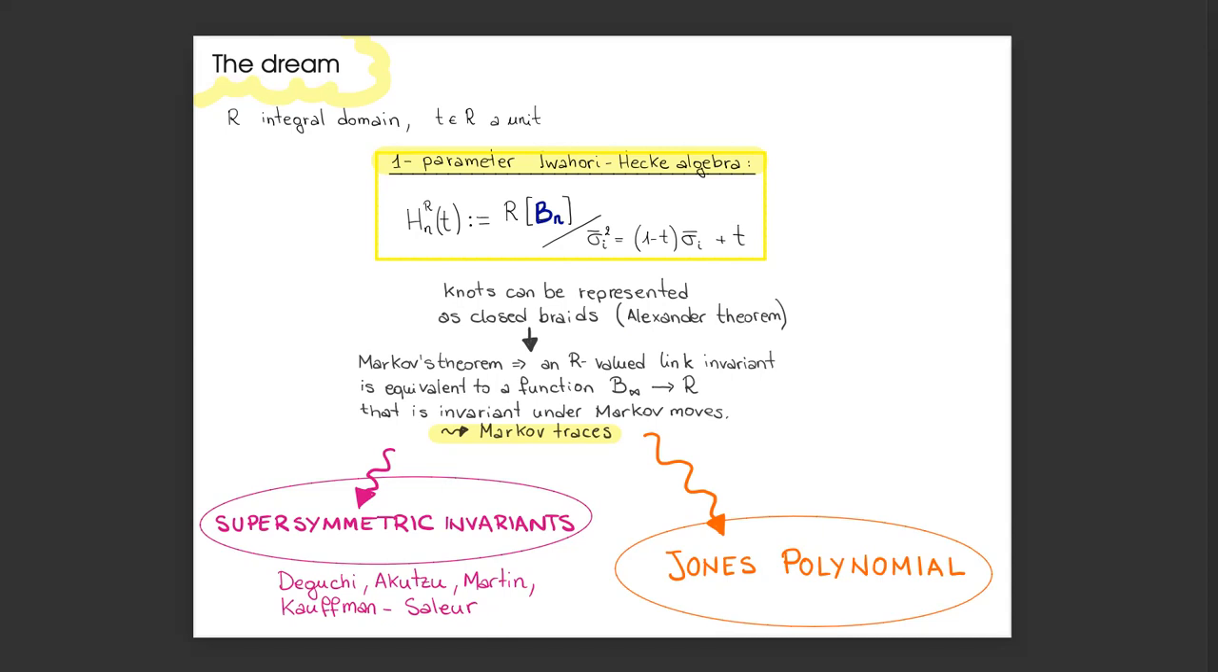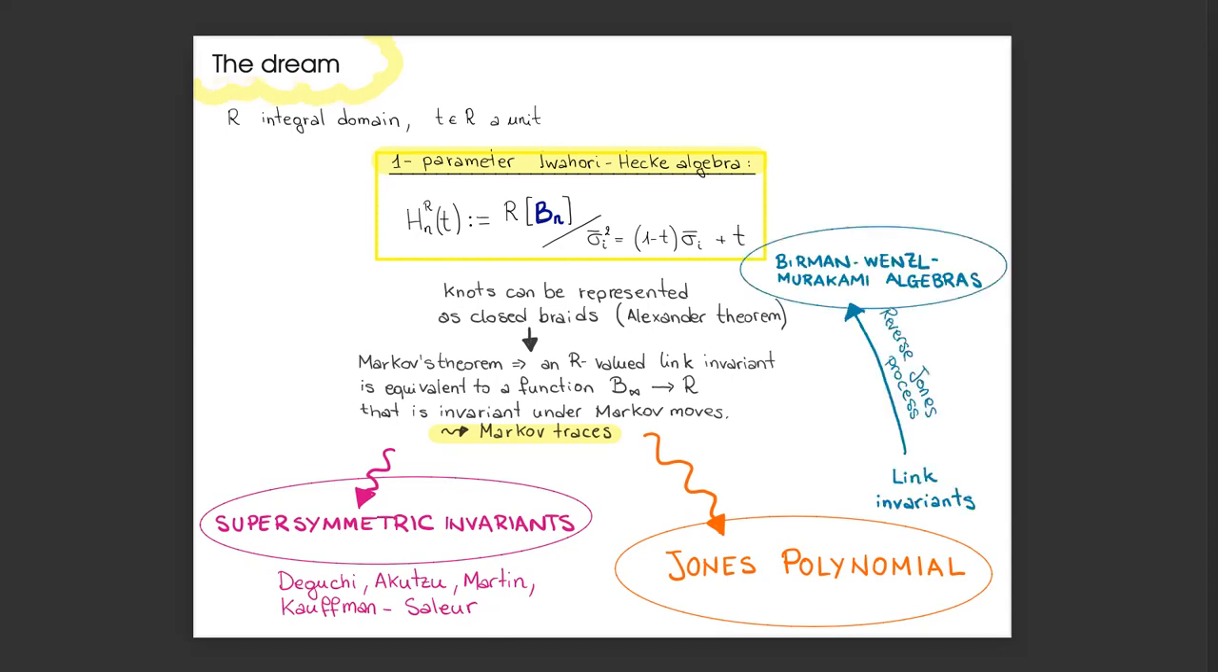Something else that has been done a lot in the literature is to try to reverse engineer from knot polynomial invariants back to some kind of finitely generated algebra. For example, the Birman-Wenzl-Murakami algebras have been obtained, I think, with this kind of process. And this is just an example. There's a lot of work in this sense.